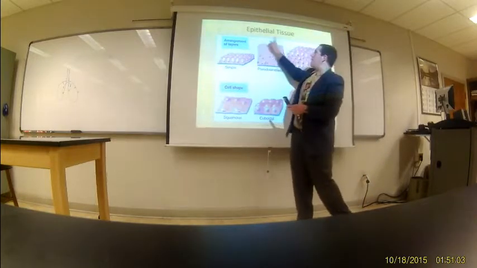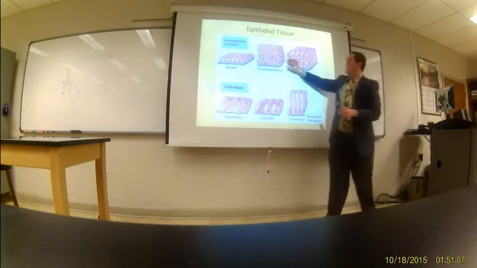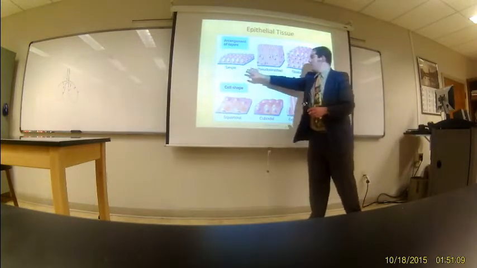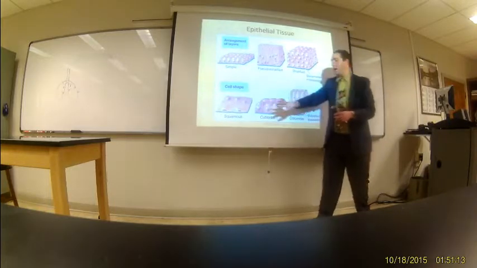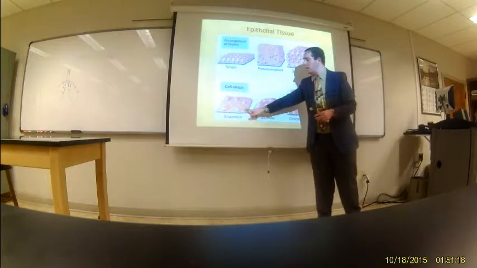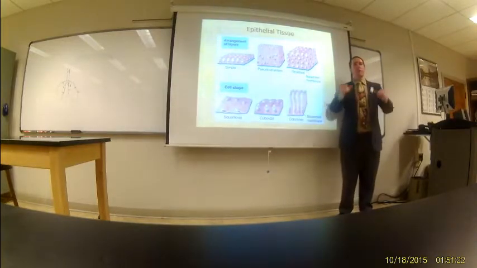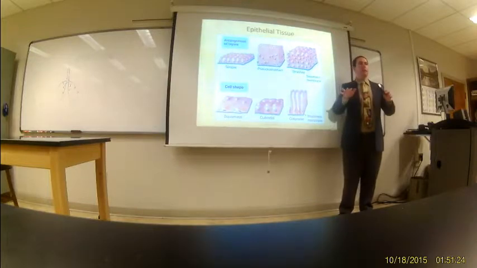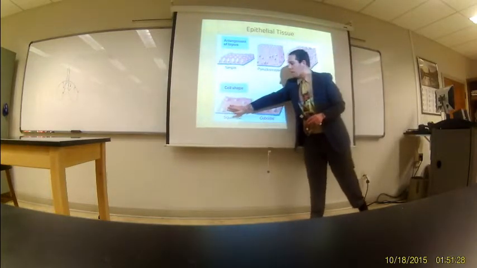So like I said, when we name these epithelial tissues, we give it two words. First is the number of layers, either simple or stratified, and then the second word is based on shape. And there are three shapes that these cells can be. The first is squamous. Squamous is flat. Think about squat. It's short. This is squamous.